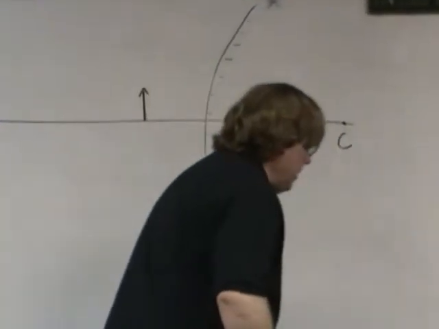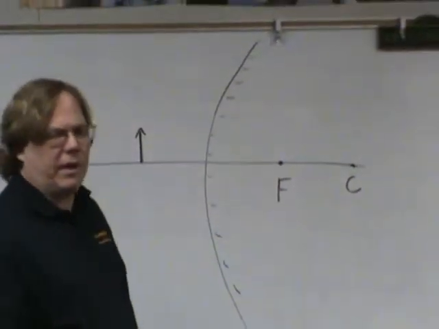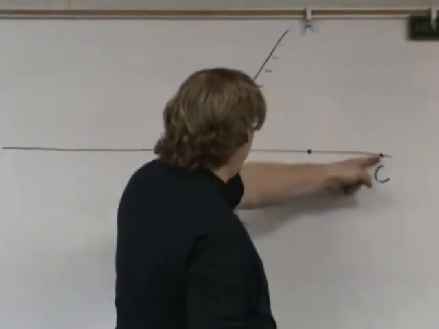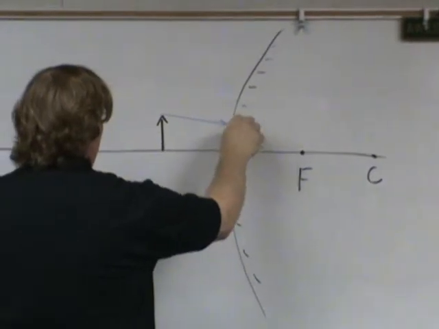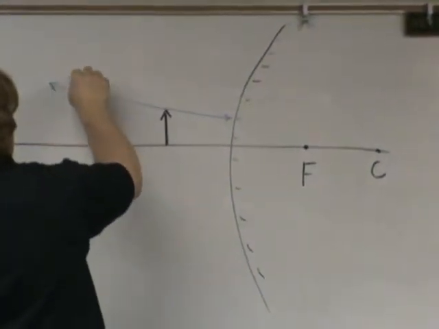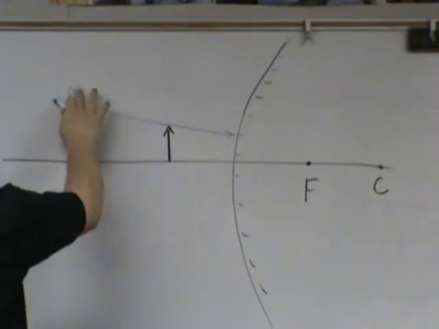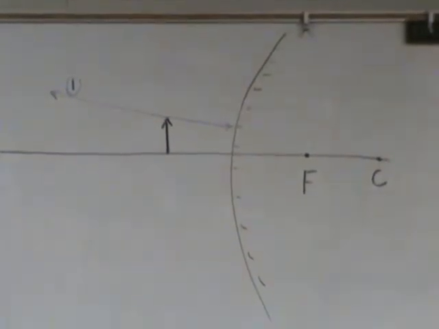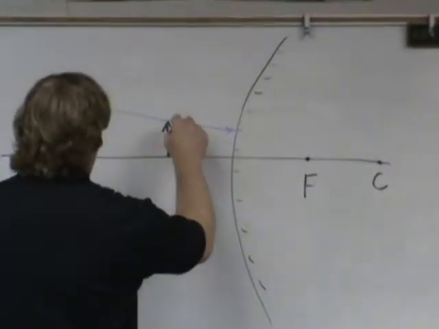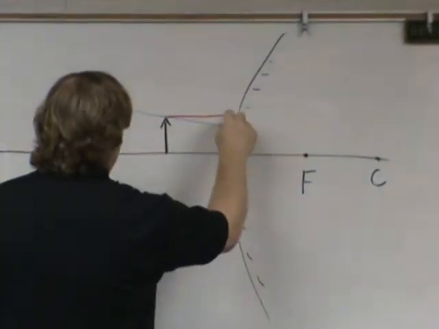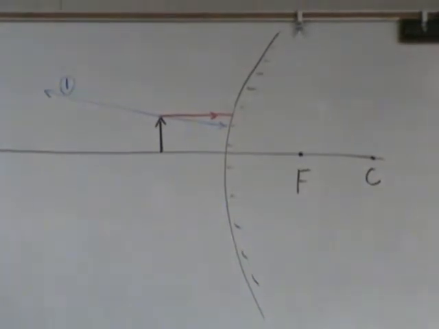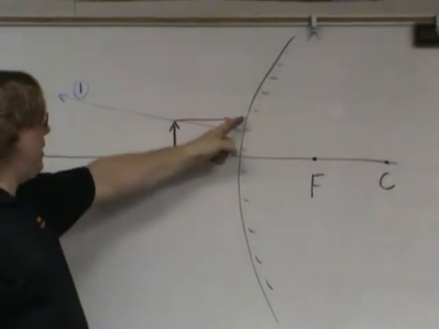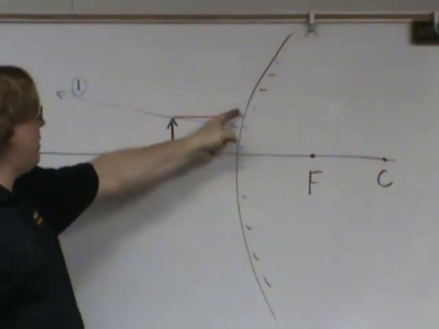Ray number one, the one that goes through the center and reflects straight back, is going to look like this, and then before it can get there, it hits the mirror and reflects straight back. This is ray number 1. Okay, ray number 2 starts off parallel to the principal axis, and then because of the curvature of the mirror, this ray is going to reflect off that way.